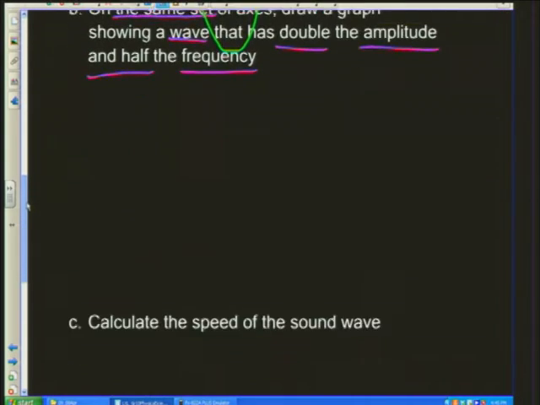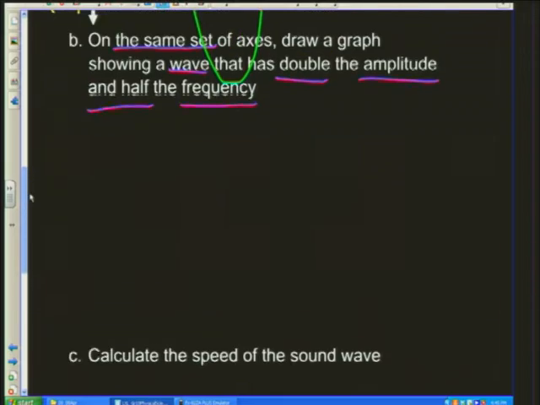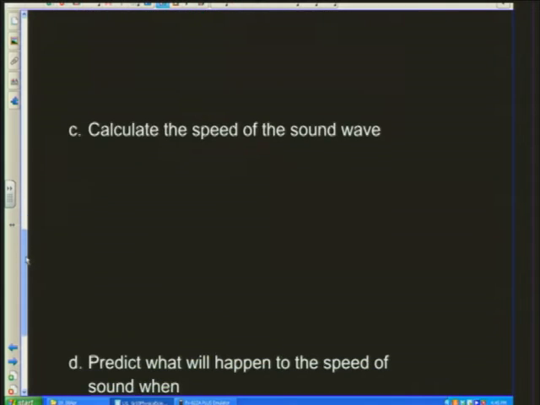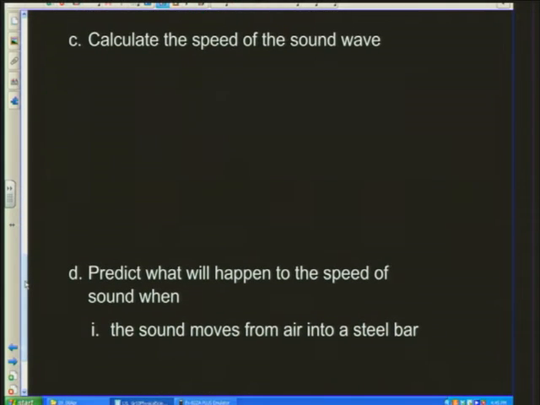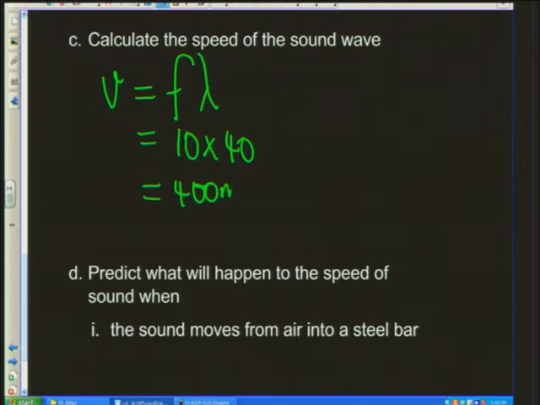All right, and the next one says, calculate the speed of the sound wave. Now, this is easier. You go back to the wave equation, as I've told you. Now, V will be equal to, remember we are given frequency. Frequency is 10, and the wavelength is 40. And therefore, the speed of the wave is 400 meters per second. That's what it is, okay?